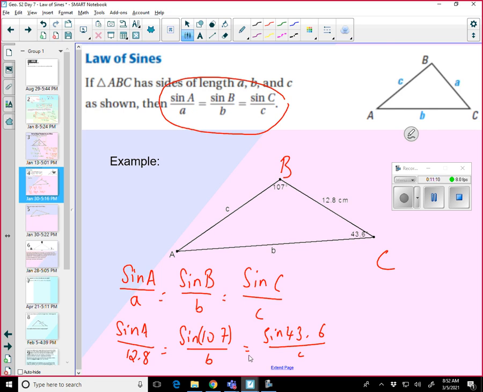Can we further solve this problem? We can definitely solve this because we know that angle A is what? Using the triangle sum theorem, I can say A equals 180 minus 107 minus 43.6. Let's substitute that in the calculator. 180 minus 107 minus 43.6 gives us 29.4. A equals 29.4. So now I can solve this particular triangle.